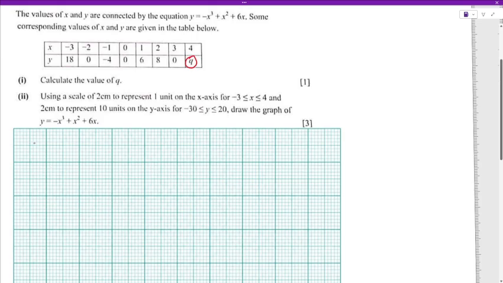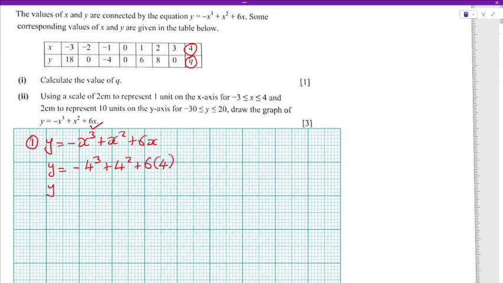So first things first, get the equation of the graph, which is y is equal to negative x to the power 3 plus x squared plus 6x. Okay, where there's x, plug in the corresponding value to the hidden value. So we're going to say y is equal to negative 4 to the power 3 plus 4 squared plus 6 times 4.